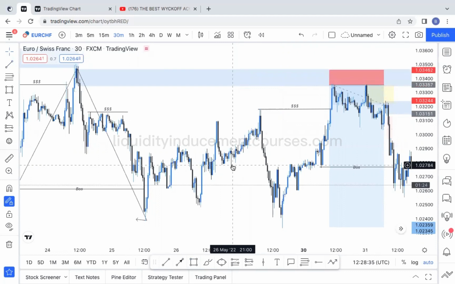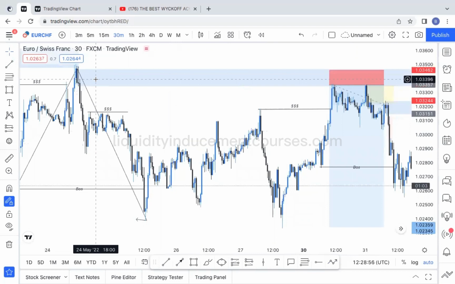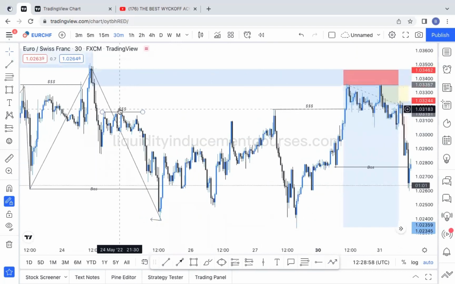When I explained change of character, I said it is a smaller time frame break of structure after it had retested a higher time frame supply or demand level. A change of character is just a lower time frame break of structure due to its retesting or reacting off a higher time frame supply or demand. Okay, so it has to be off a particular supply or demand. So everything here is liquidity.